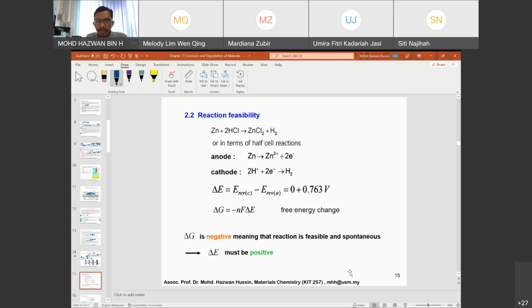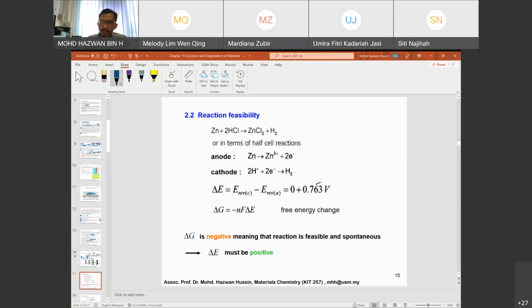in order to have a spontaneous process. Imagine that right now you have zinc immersed in hydrochloric acid. You know that zinc will be oxidized to form Zn2+, and since this is in acid, H+ is going to be reduced to form H2, hydrogen gas. So the correlation between the standard potential, you know that the standard potential can be calculated.